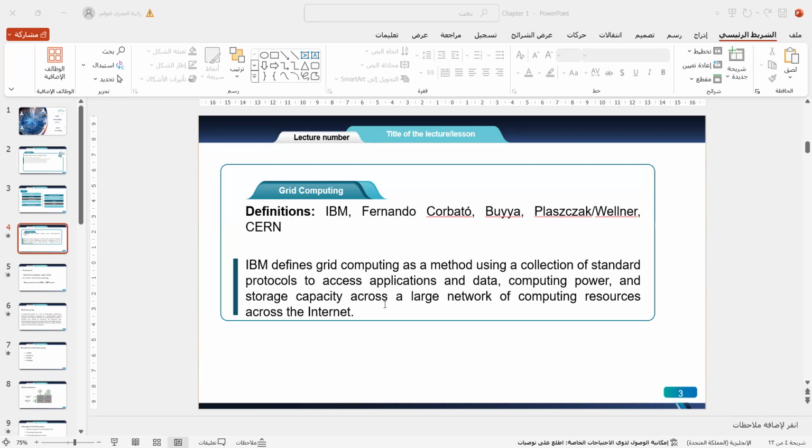A grid user views a single large virtual computer offering computing resources, similar to an internet user who views a unified instance of content on the web. This is the definition of the user interface.